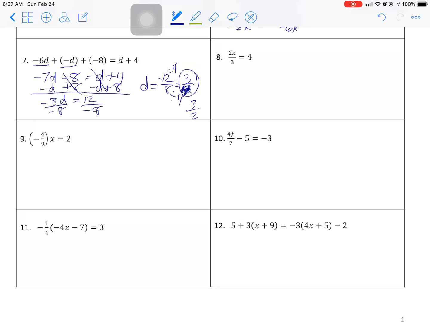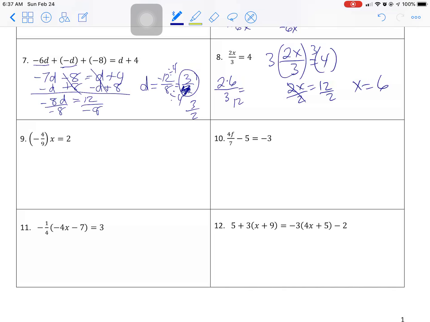All right, 2x over 3. 2x over 3 equals 4. All right, there's a couple ways to solve this. If you want to clear the fraction, let's just multiply by 3. That gives you 2x equals 12. I think that's pretty easy that way. So you get x equals 6. So that's easy to check, too. 2 times 6 over 3, which is 12 over 3, which is 4, equals 4. So that's good.